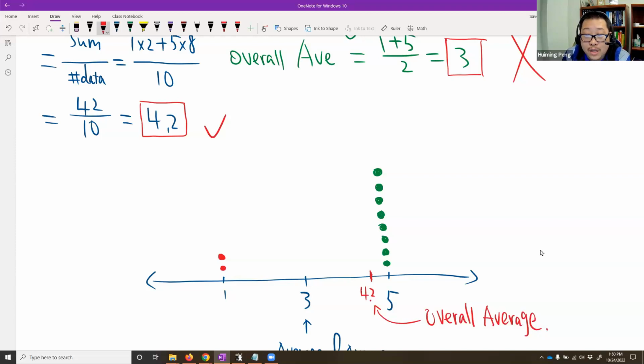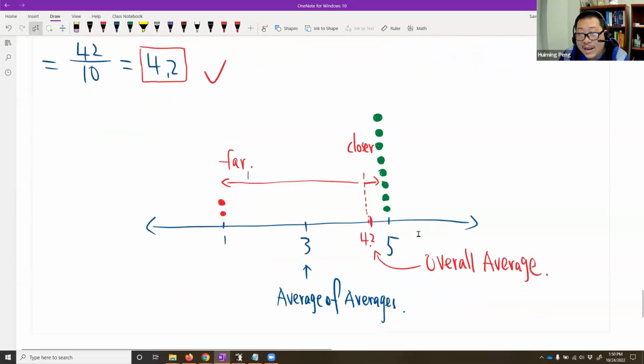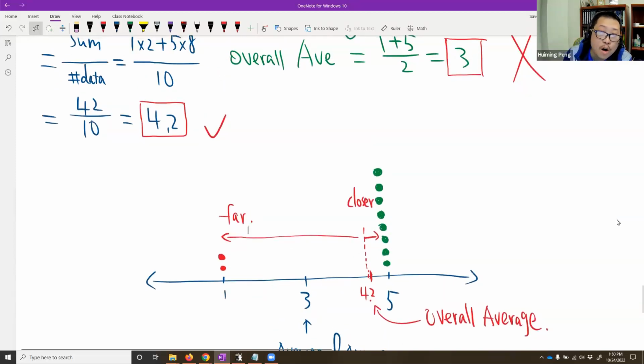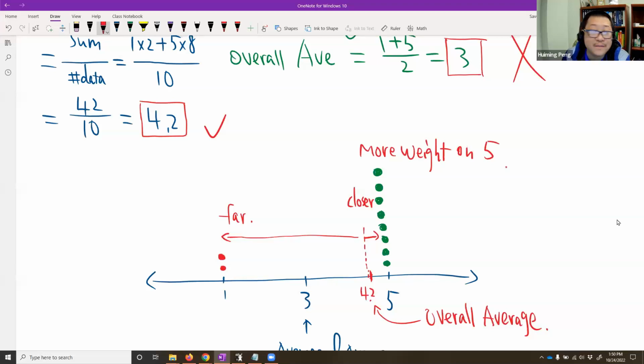Why is this very close? The overall average is close to 5, and here is far away. If I put it like this, this is closer, and this is far, and this is normal. Okay, why? Why is the overall average close to 5? Because we have more 5s here. Because there is more weight on 5.